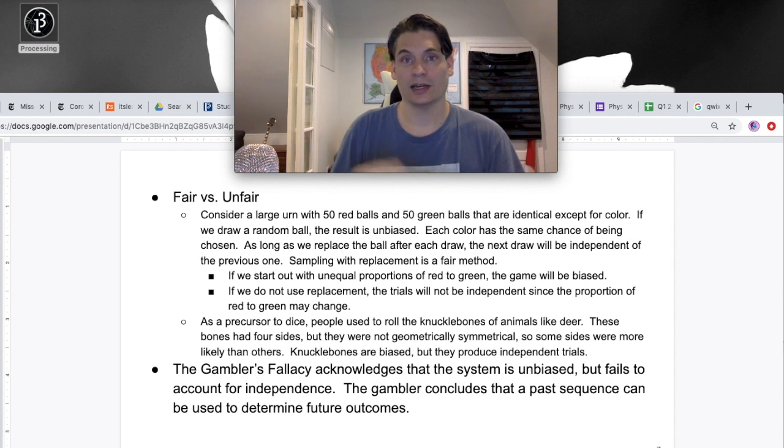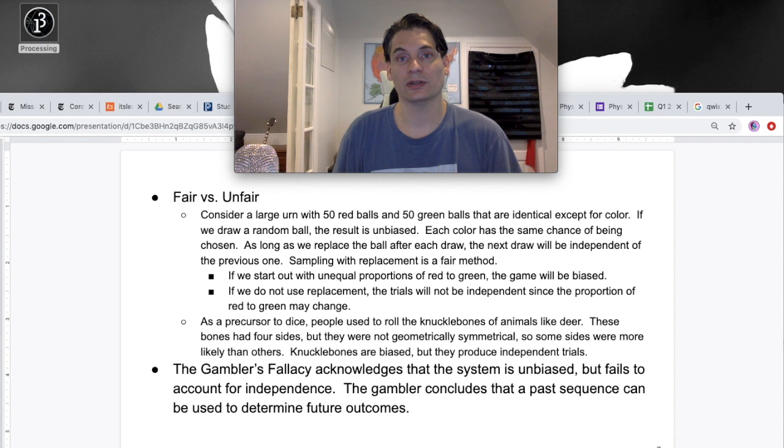Now suppose I draw a green and then I put it back in and then I draw again. The second draw is still going to be unbiased because I replaced it. But let's suppose I pull a green out and then set it aside and then draw again. On the second draw, I'm more likely to pick out a red because now there are more red inside the urn than green, right? So in the second case that I described, those are not independent draws, right? What happens next depends on the previous sample. Okay?